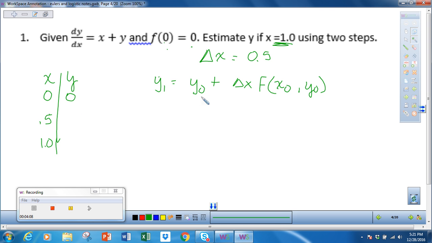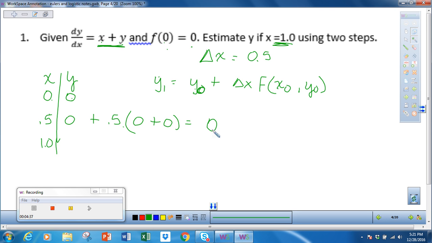Okay? So let's take it step by step. My previous y is 0. My delta x is 0.5. Now I am evaluating this differential equation, which is x plus y, using my previous x and my previous y values, which gives me 0 plus 0. And of course that's 0, and I get 0 again. Well, that looks like it didn't help, but it did. So now we're going to do it again.